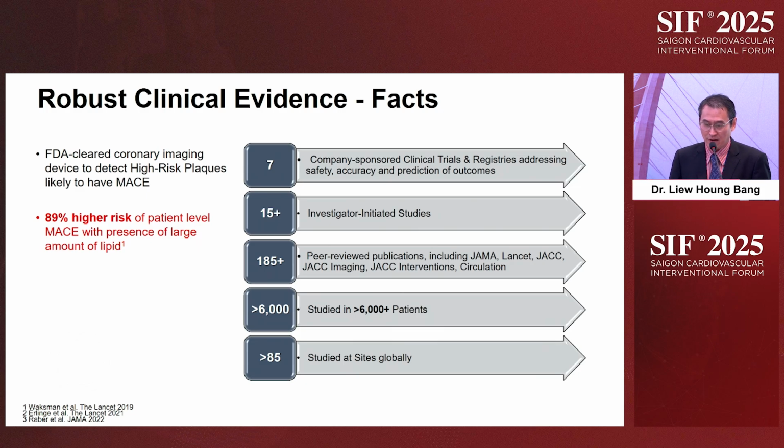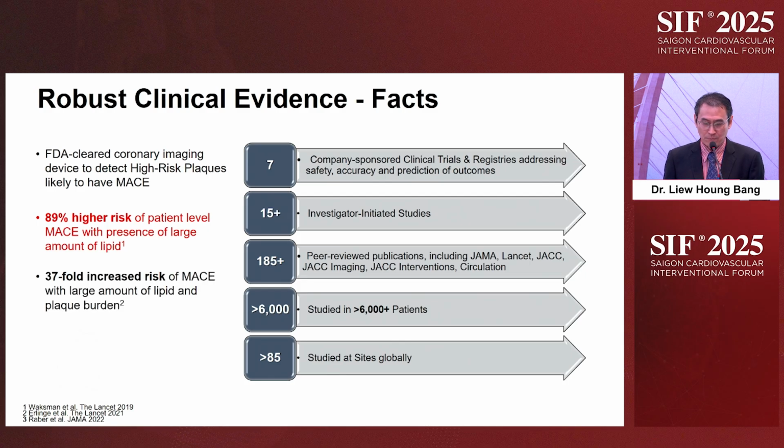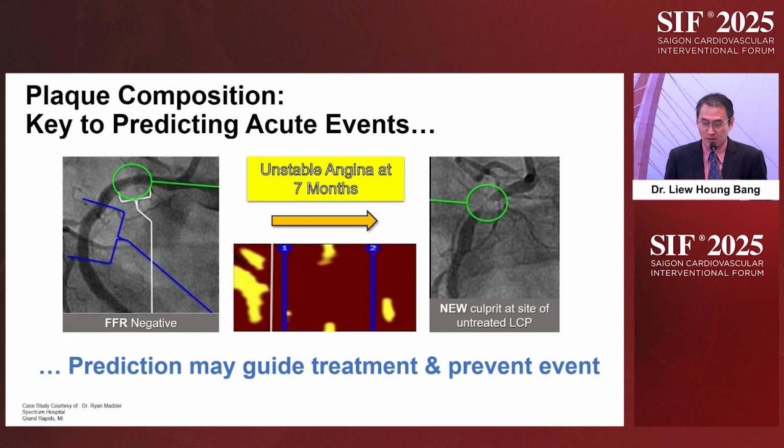There is robust clinical evidence for this technology. It is the first ever FDA-cleared imaging device to look at high-risk plaque. And it has predicted 89% of high-risk patients where there's a presence of large lipid plaque. I will show you the study. There's a 37-fold increased risk of MACE when we can detect a large amount of lipid in the plaque. And this is what we want to know.